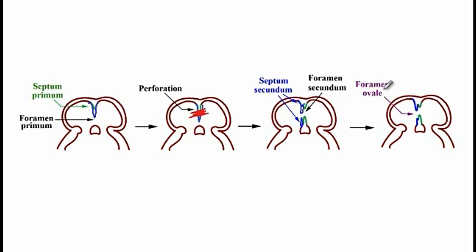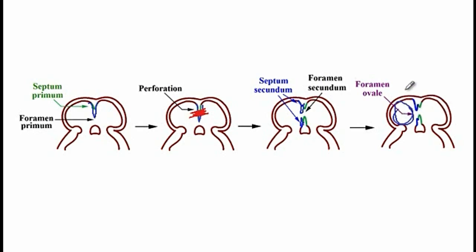Now the function of foramen ovale is to shunt blood away from the right heart to the left heart, and the reason for that is that fetal lungs are not inflated, and thus there is no point for the entire blood circulation to go through the lungs. So this is a mechanism through which blood will be shunted away from the right side of the heart to the left side.